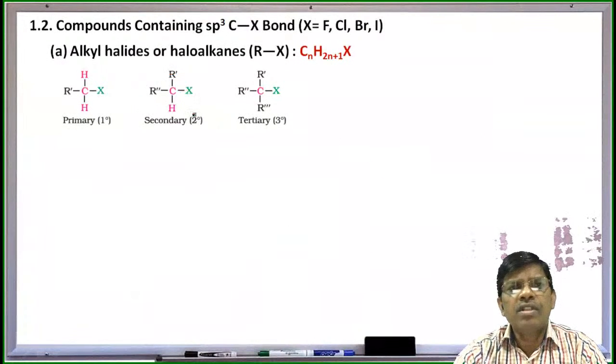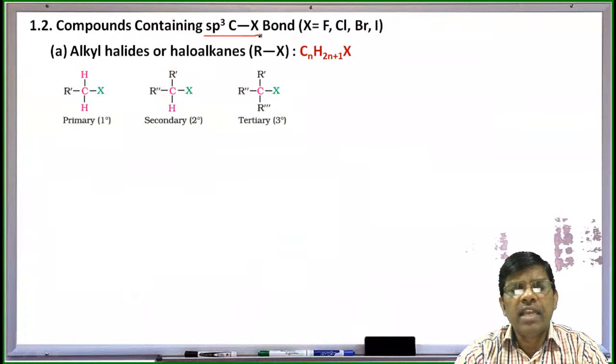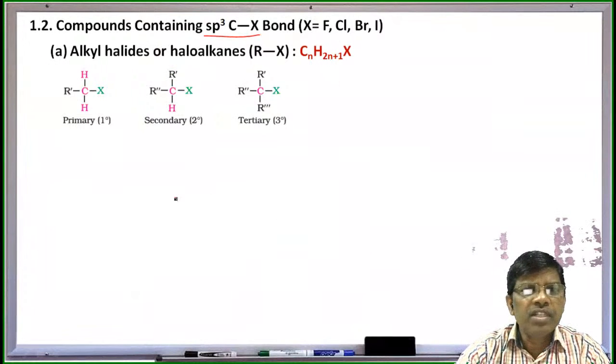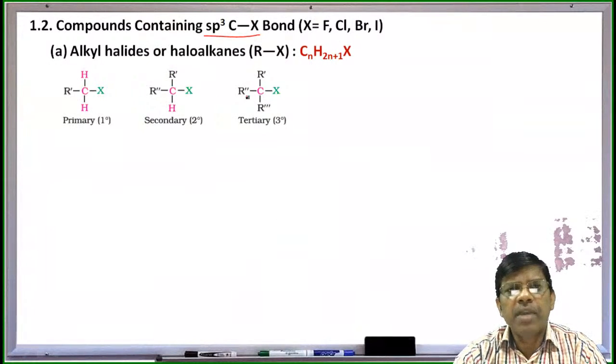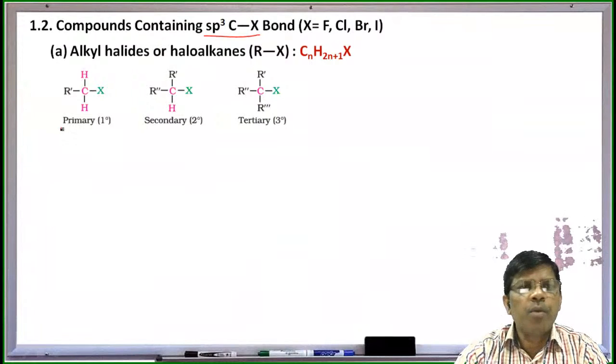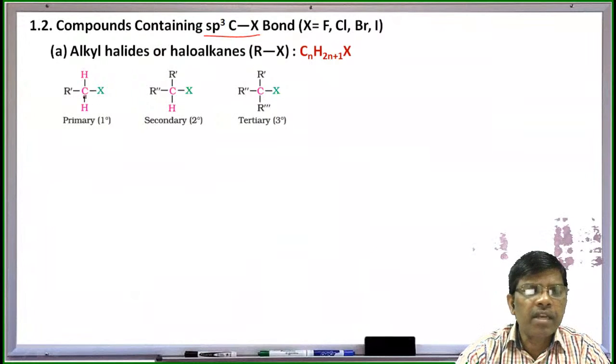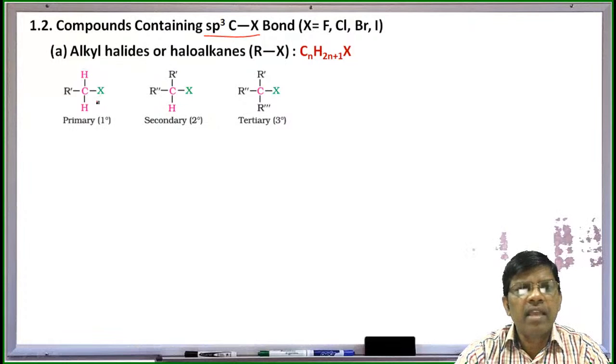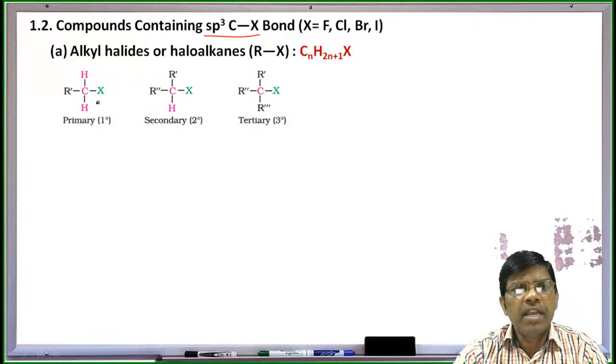Then, the halogen can be attached to a carbon having sp3 hybridization, or it can be attached to an sp2 hybridized carbon. For example, if it is attached to a primary carbon, the carbon attached to one alkyl group or three hydrogens, then the halogen attached to it is known as primary halogen. If it is attached to a secondary carbon, it is known as secondary halogen, and likewise tertiary halogen.